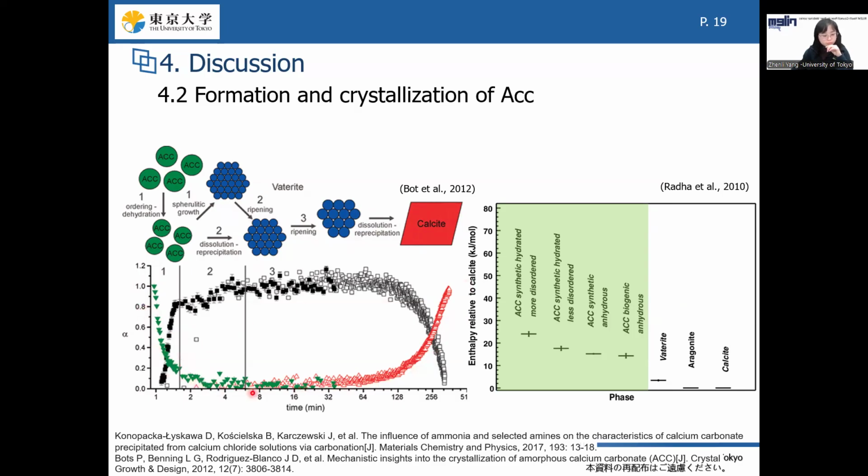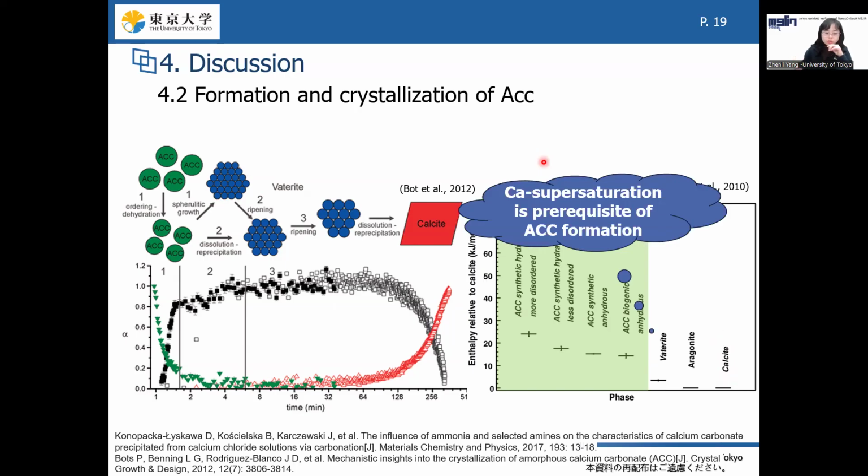This is how the phase will change with time. The green line is ACC, and this is vaterite, and this is calcite. On the right figure, this is the enthalpy of different phases of calcium carbonate. And the ACC is the most unstable phase, while the calcite is the most stable phase. By this theory, it is mentioned that the calcium supersaturation is very important. It is the prerequisite of the ACC formation.